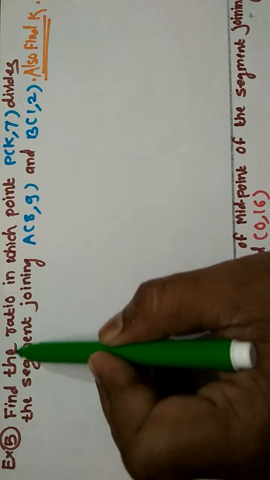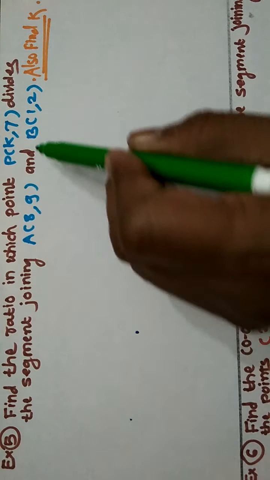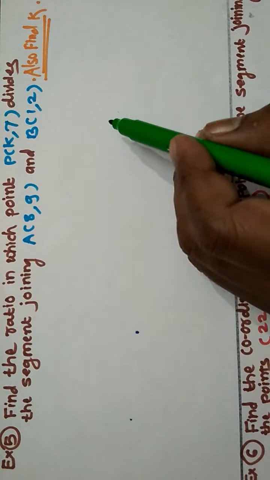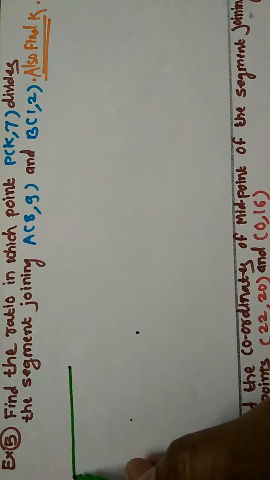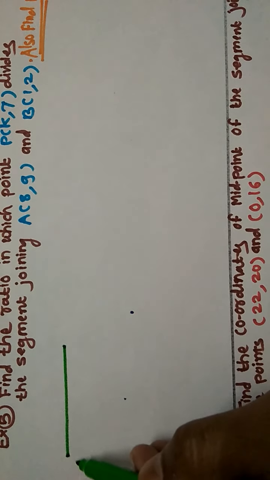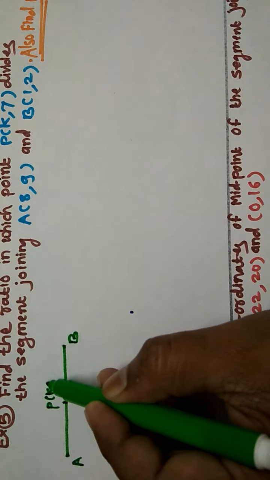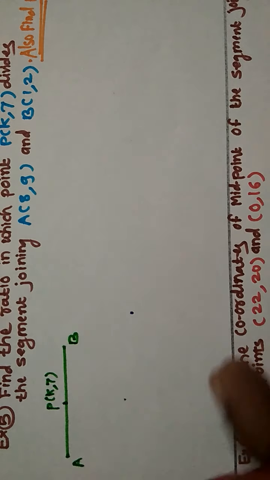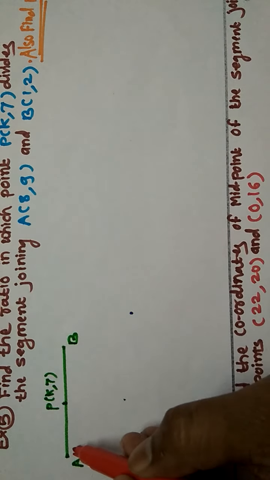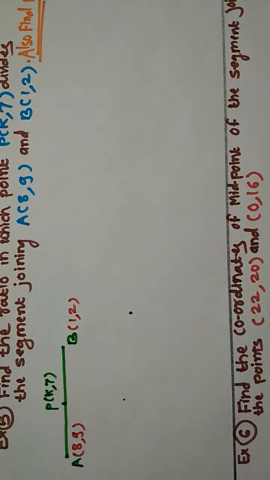Example number 5. Find the ratio in which point P(k, 7) divides the segment joining the points A and B. Also find k. See here, AB is the segment. First we draw the figure. AB is a segment, and P(k, 7) divides the segment AB. The coordinates of A are given as (8, 9). The coordinates of B are given as (1, 2).